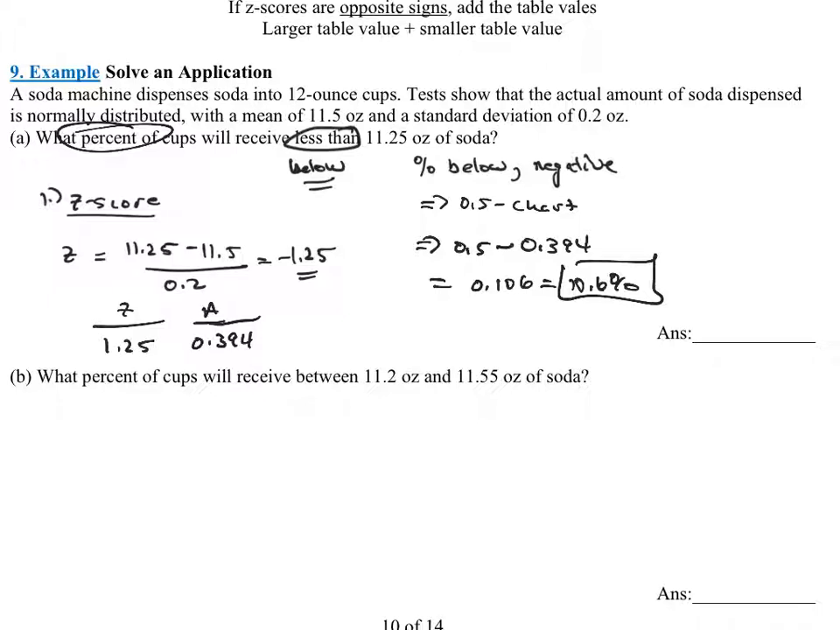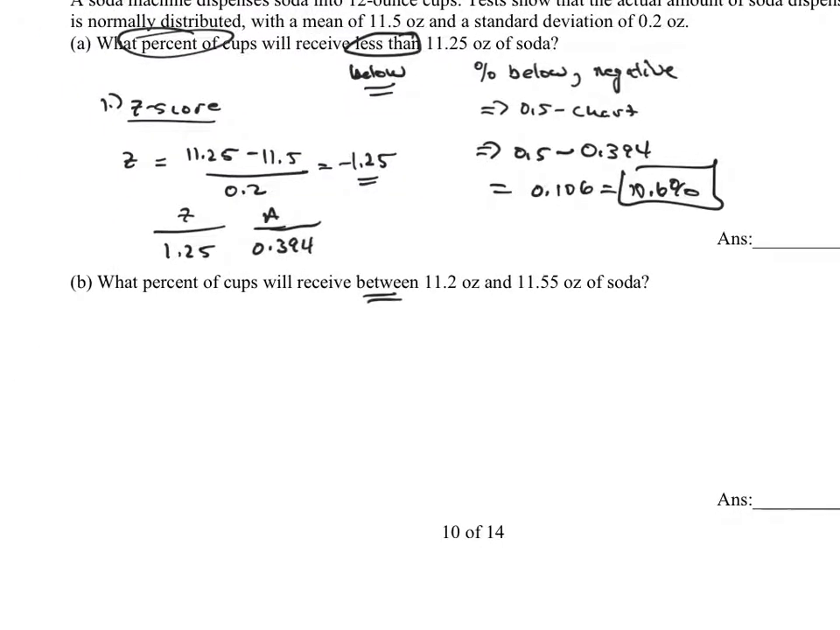It says, what percentage of cups will receive between 11.2 ounces and 11.55 ounces of soda? So here I have between. When I have between, I need to calculate two separate z-scores. I need to look at two separate chart values. And then I need to decide, do I add those values together or do I subtract them? And that depends on if my z-scores are both positive or negative, or if my z-scores are opposite signs. Okay, so first things first, let's find that z-score.